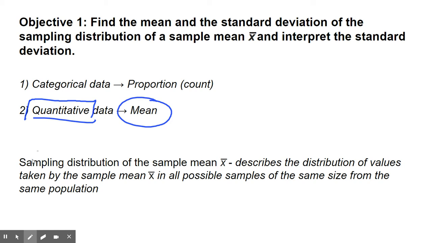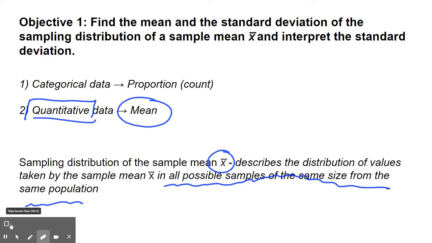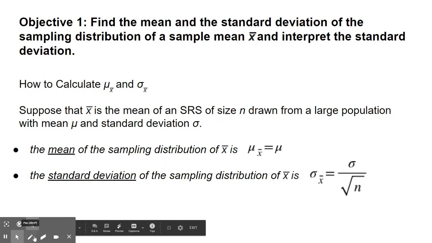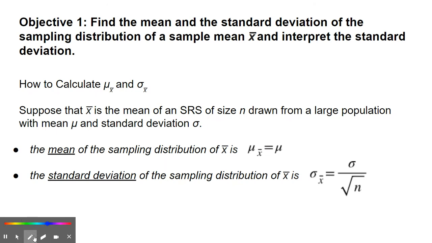All right. When you're looking at the sampling distribution of the sample mean, that symbol is x bar, right? It describes the distribution of values taken by the sample mean x bar in all possible samples of the same size from the same population. When we look at the interpretation, you'll see we use those words. Eventually we're going to use a normal distribution, and to do that, we need to talk about the mean and standard deviation.